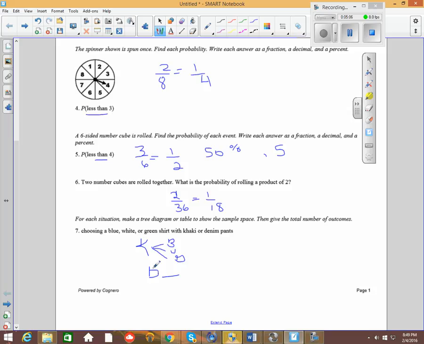This looks like a D. I'm going to make it as well as I can. That's a D. Same thing: B, W, G. Now it's asking what the total outcomes are. We just count them up: 1, 2, 3, 4, 5, 6. And 6 is the answer.